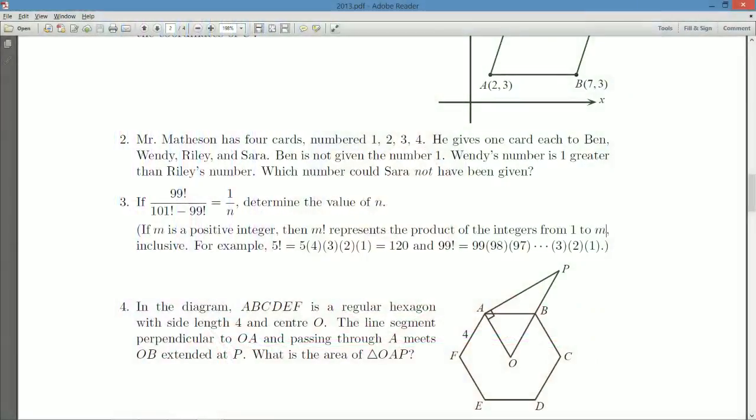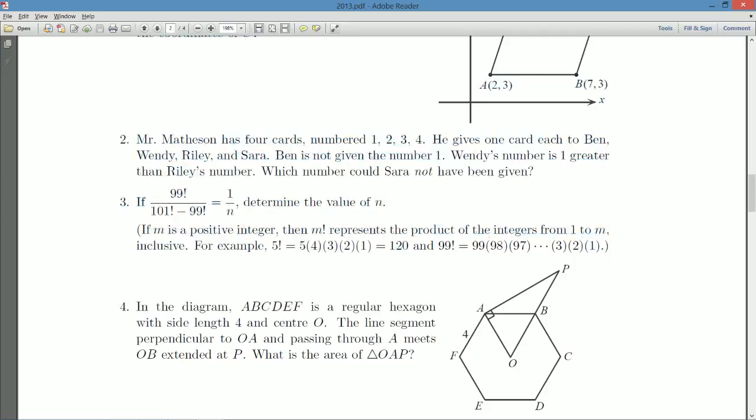Question number 3. If 99 factorial, that's what that little symbol with the exclamation mark means, divided by 101 factorial minus 99 factorial is equal to 1 over n, determine the value of n. Here they explain, just in case you haven't seen this notation, and that's okay, not everyone has seen all notations. If m is a positive integer, then m factorial represents the product of the integers from 1 to m, inclusive. So 5 factorial is 5 times 4 times 3 times 2 times 1, and we can work that out on a calculator.